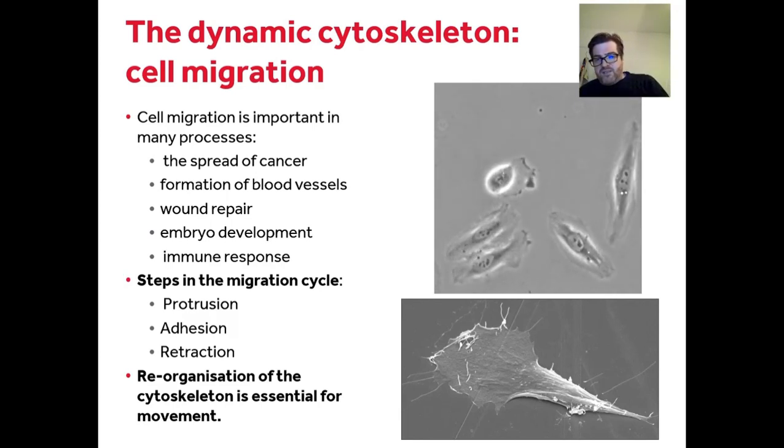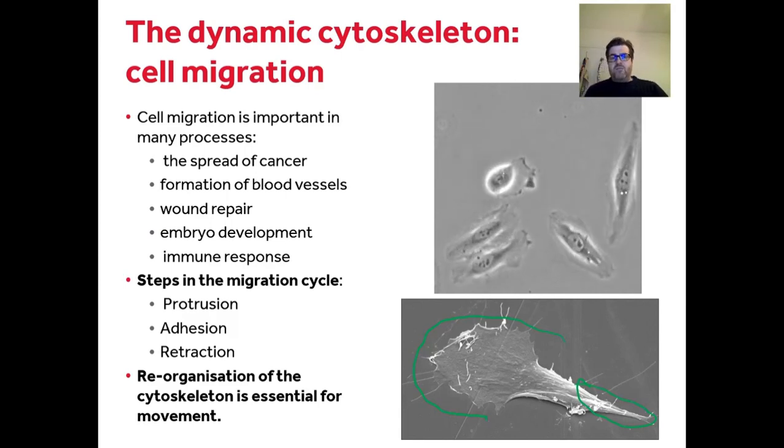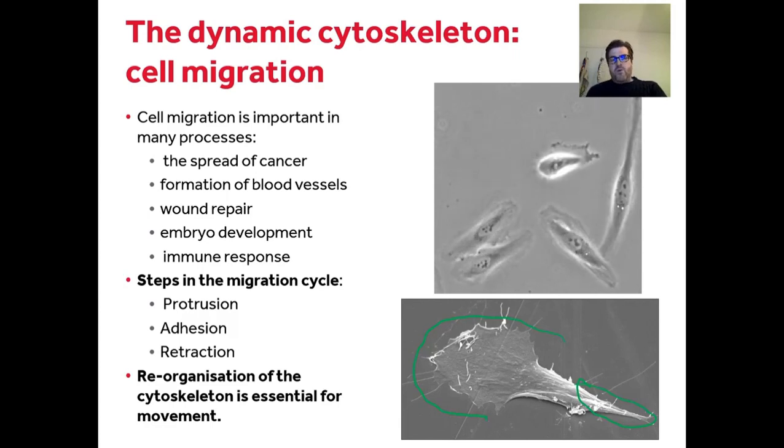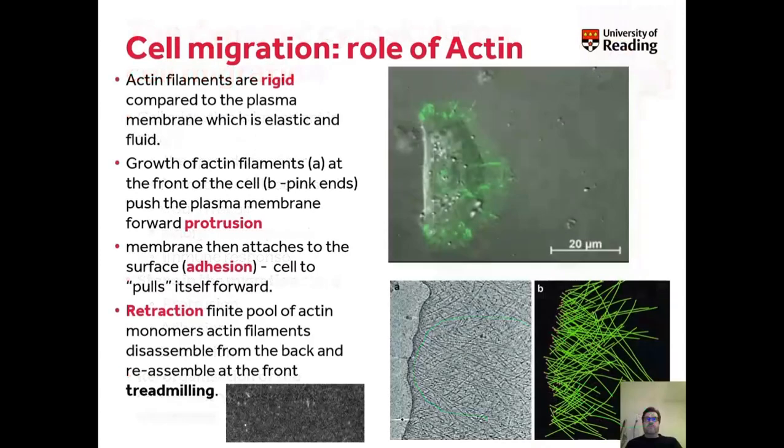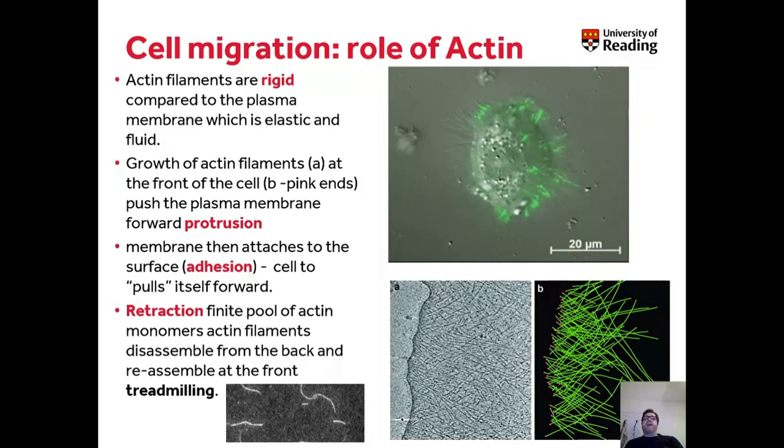So what we can see here is that here the cell is protruding out, and then it's adhering to the new surface, and then we tend to get retraction here, and eventually this will be pulled back into the cell body. And this process, you'll be unsurprised to know, requires reorganization of the cytoskeleton. So let's first look at the role of actin.